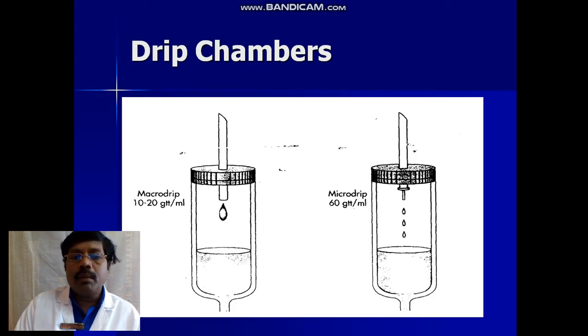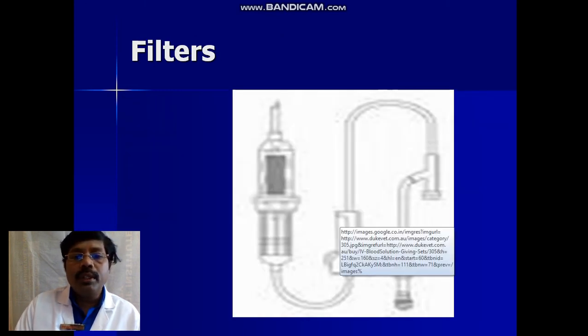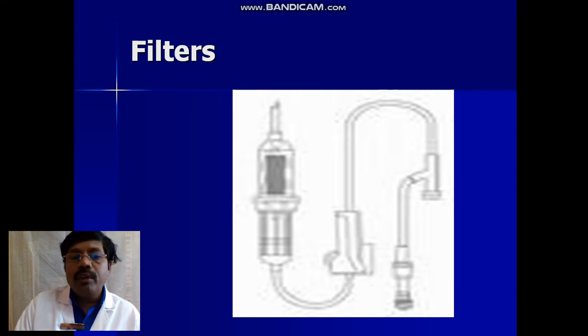This is the macro drip chamber and micro drip chamber. When you want to flow the fluid freely, you can attach the macro drip chamber. When you want to control the fluid, to restrict the fluid to flow under calculation, you can use the micro drip chamber. This is about the filter to filter the fluids and sediment, and the filtered fluid goes into the blood compartment.